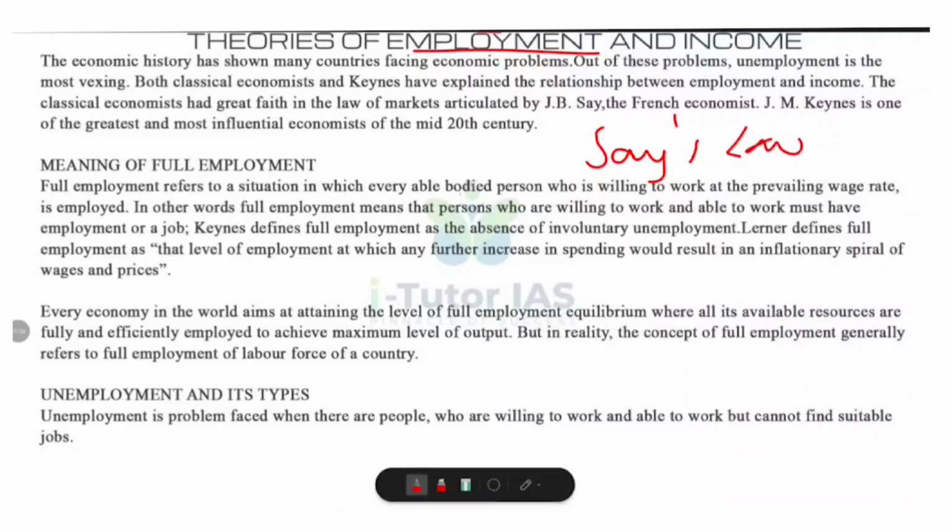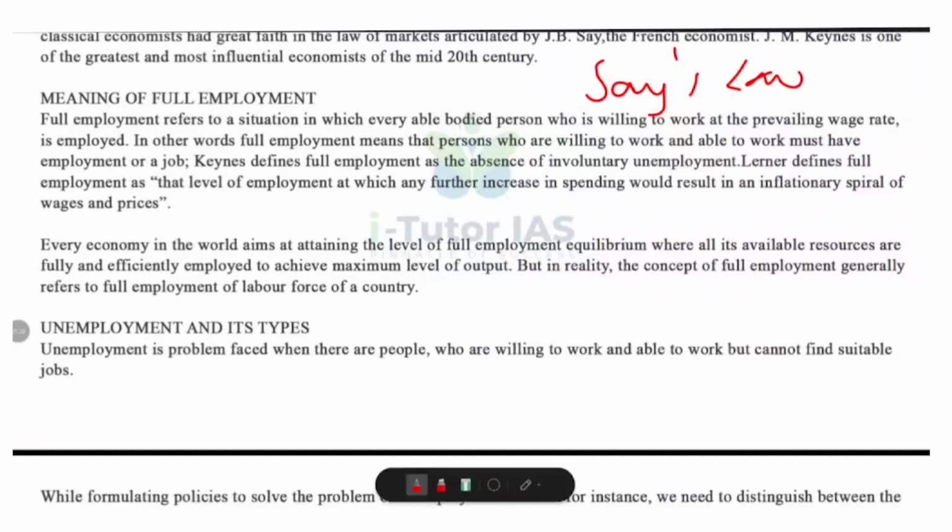Later, J.M. Keynes, one of the most influential economists of the mid-20th century, challenged this classical view and presented his own theory, which completely changed modern economics. So in this chapter, we will study both the classical theory and Keynes' theory to understand how they explain employment and income determination. Before we study the theories of employment, we should first understand what full employment actually means.